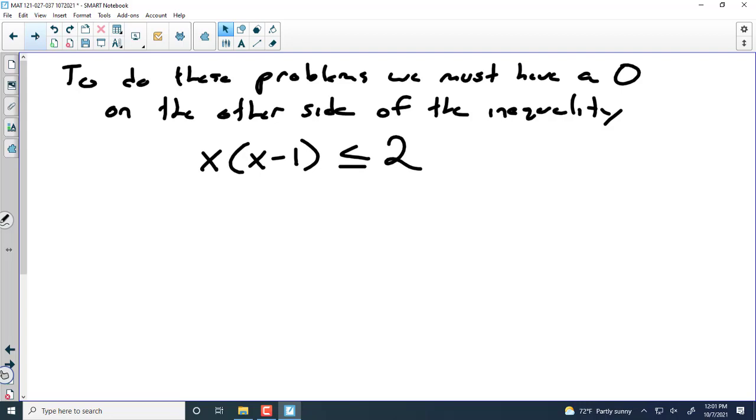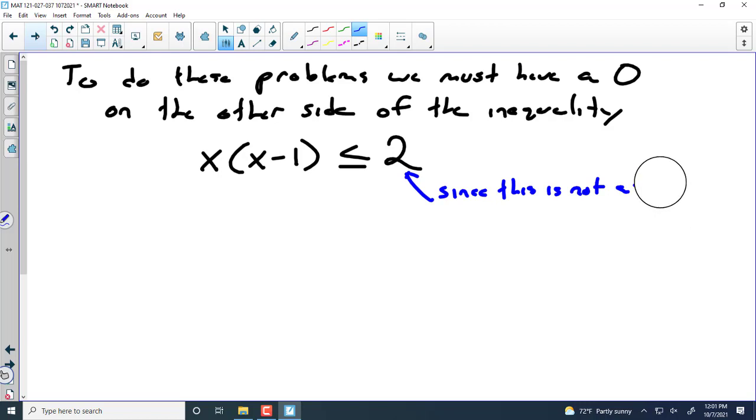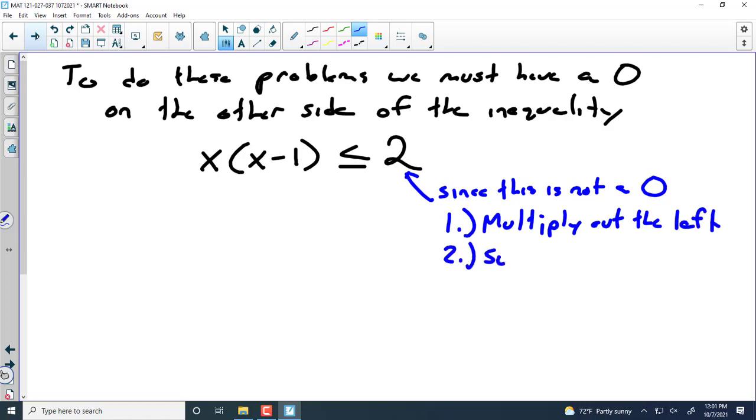This problem is not ready to go as it is. This is not ready to go because we cannot have that 2 over there. And while it is heartbreaking that this side is already factored, it doesn't do any good to have that factored if there's a 2 on the other side. So this is what you must do on this problem. Since this is not a 0, we need to multiply out the left, subtract 2 from both sides, and refactor.